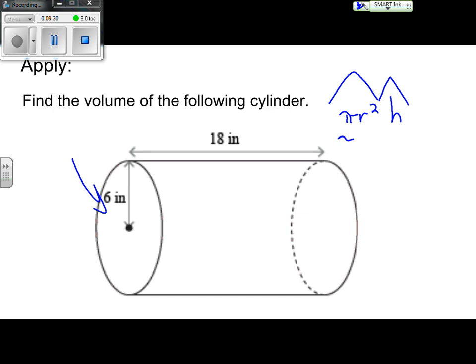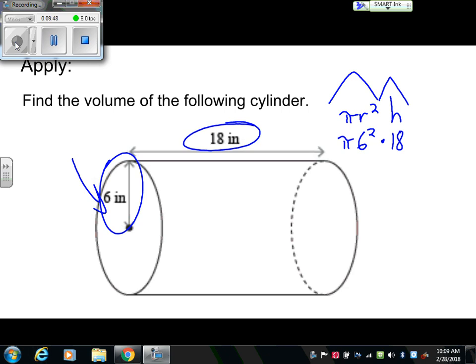Only two variables to work with. We have pi r squared. R is radius. We're actually given the radius here, not diameter, so I can have pi times 6 squared times the height, which is going to be 18 of my prism, so 18. And then pi r squared, that would be 36 pi, and I'm going to multiply that by 18, and I get 648 pi.